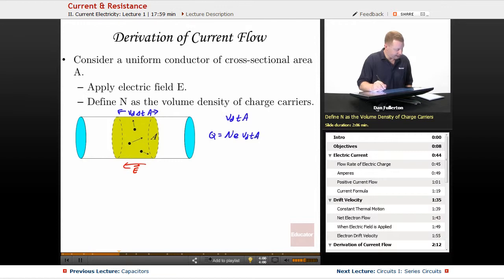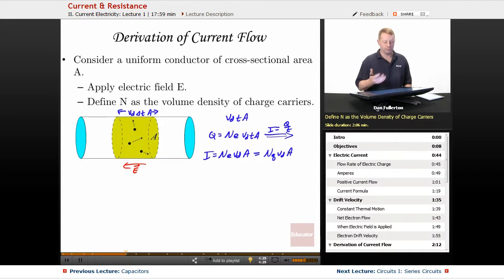And since current is charge per unit time, we can say that current flow then is going to be N times our elementary charge, times that drift velocity, times that cross-sectional area. Or I oftentimes write this e as a q as well. So you may see it in this form, N q Vd A, the current flow derivation.